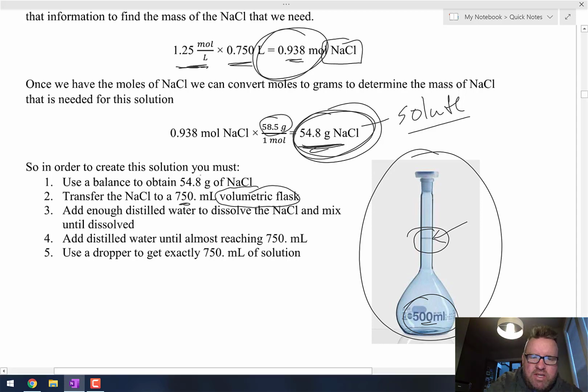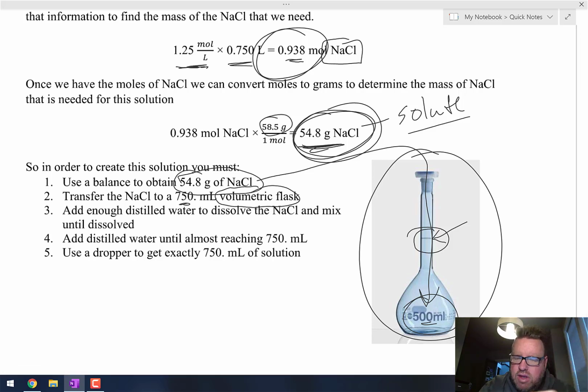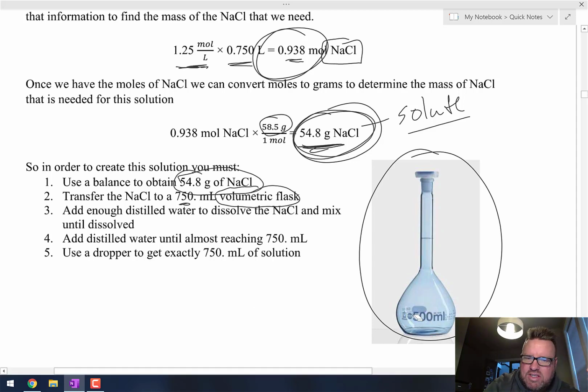So basically you get the mass of NaCl that you need, and you put it into this volumetric flask. Then you add some water and mix it up and dissolve it all, and then you continue adding water until you get to this line.